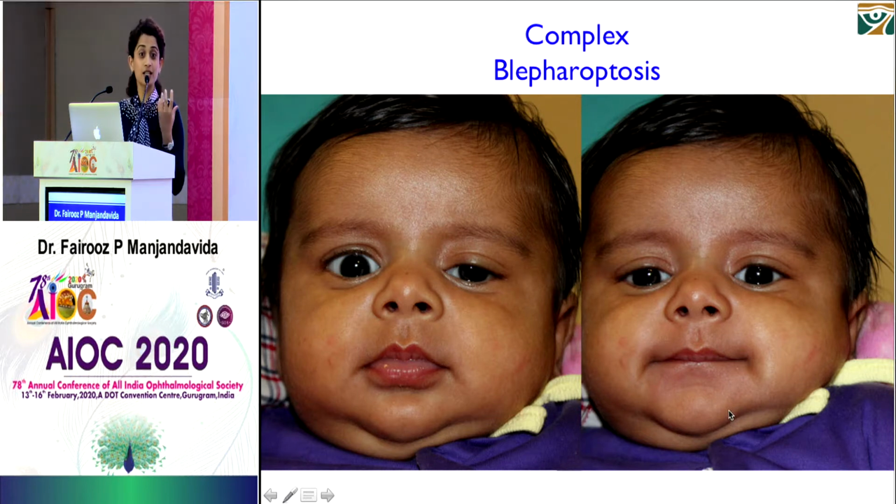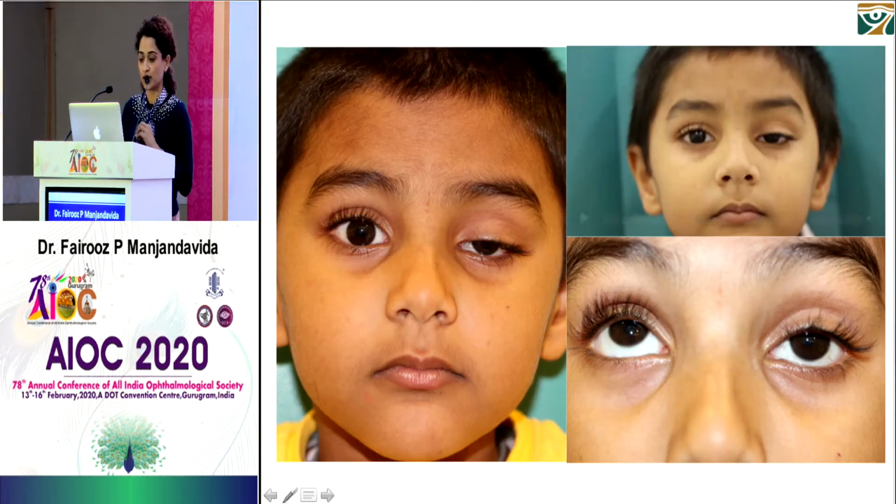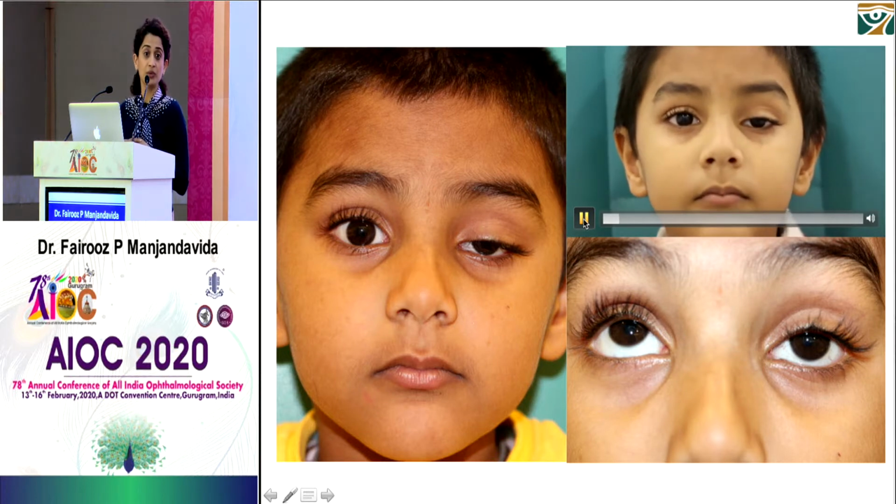So it's a Marcus Gunn jaw-winking phenomenon in the child, right? You see how the baby has clenched the teeth. You feed the baby something in the office and then see whether it's a complex ptosis. So this is a complex Marcus Gunn jaw-winking phenomenon in this child. So yes, we do see patients and even adults coming with this condition.